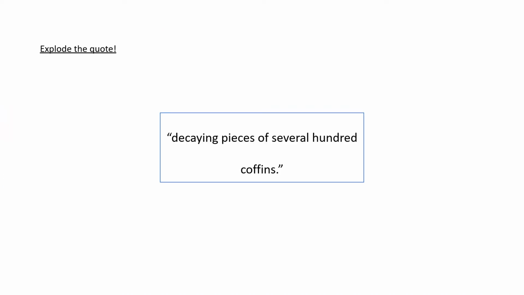So the next quote I want to look at is "the decaying pieces of several hundred coffins," and I'm just going to write that that is a simile, which is a comparison using like or as. Next, I'm going to repeat the same process and look at the words that interest me. So decaying seems to be a deliberate choice by the writer. Also, coffins are the ones that I'm going to go into.